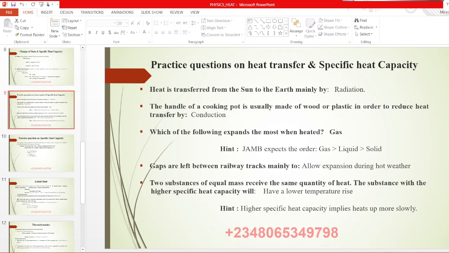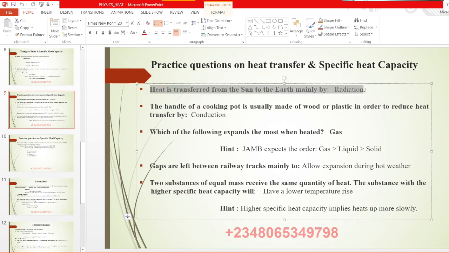Heat is transferred from the sun to the earth mainly by radiation. It requires no medium. This kind of heat transfer is through waves. That's why it's called radiation. The handle of a cooking pot is usually made of wood or plastic. Why? Because both plastic and wood are insulators. They are bad conductors. This reduces heat transfer by conduction. Remember that heat transfer through solids is basically conduction.